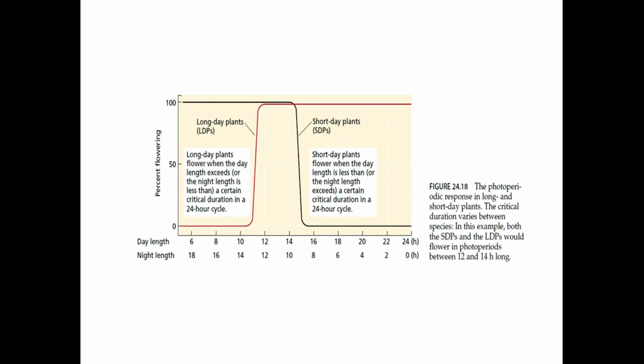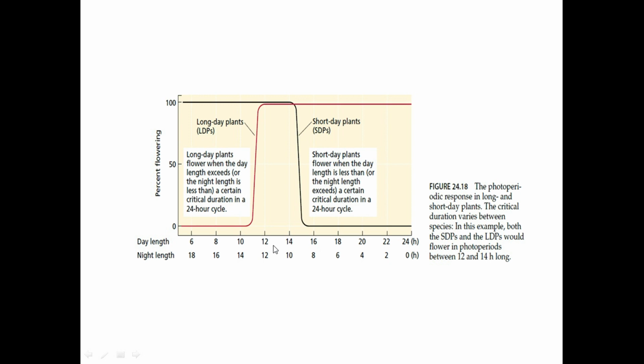Let's see. Long day plants flower when the day exceeds, or the night length is less than, a certain critical duration in a 24 hour cycle. Now, short day plants flower when the day length is less than a certain critical duration in a 24 hour cycle. Now, let's analyze this graph.